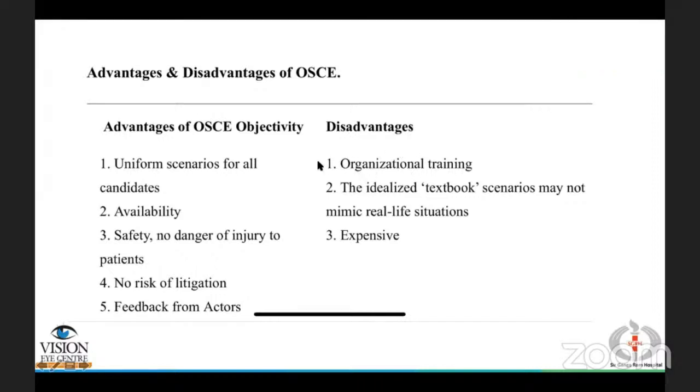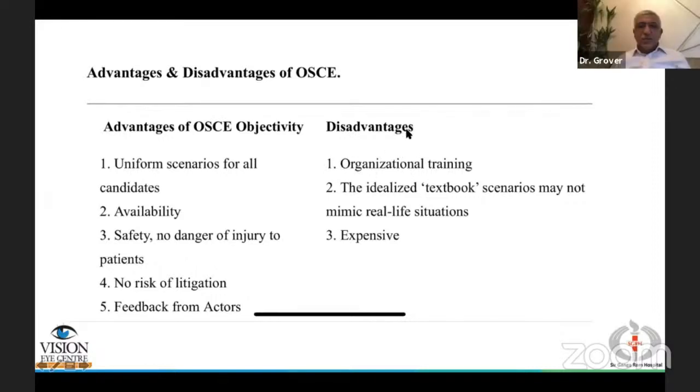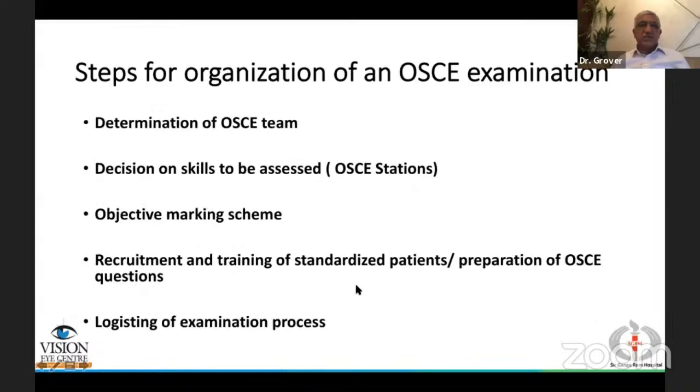Disadvantages are that the organization holding it needs to be trained, and you often use textbook scenarios when you train the actors, which can be a problem because they don't always mimic real-life situations, and it can be expensive to hold an OSCE examination.